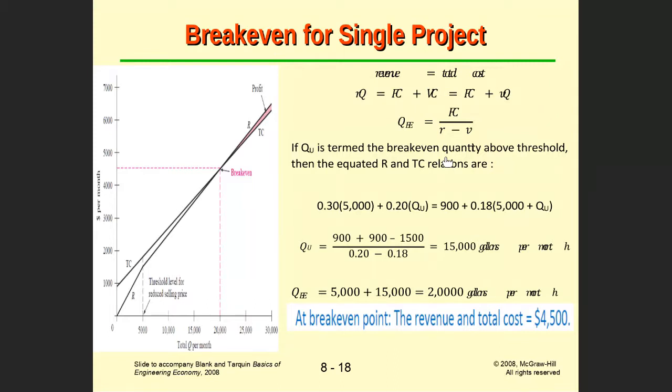And if you want to find the cost for the break-even quantity, you can solve it for the 20,000. Solving it for the cost or the revenue will give you the same result, because at that point the cost and the revenue will be the same. But if you want to find the revenue or the total cost for the QU that is above the 5,000, you apply the equation to the 15,000 instead of the 20,000.